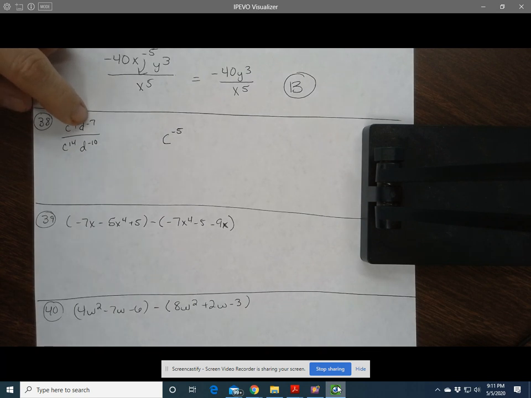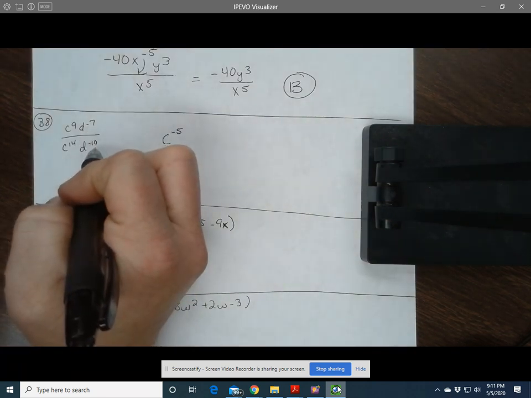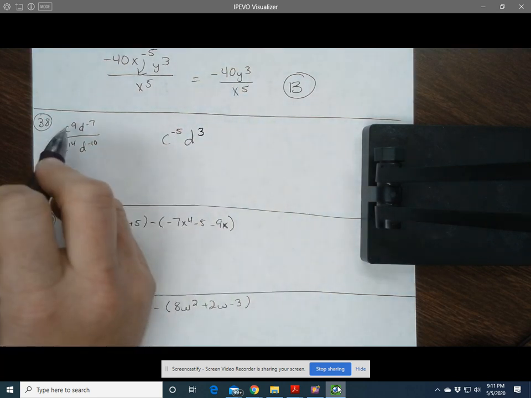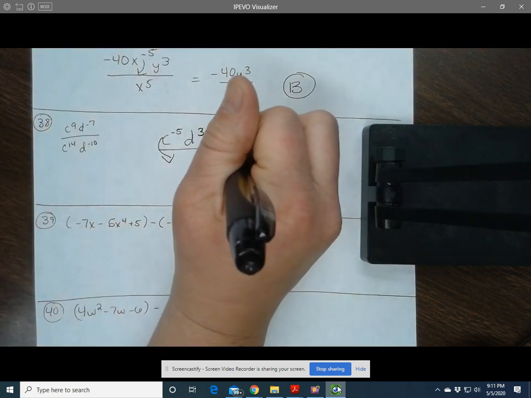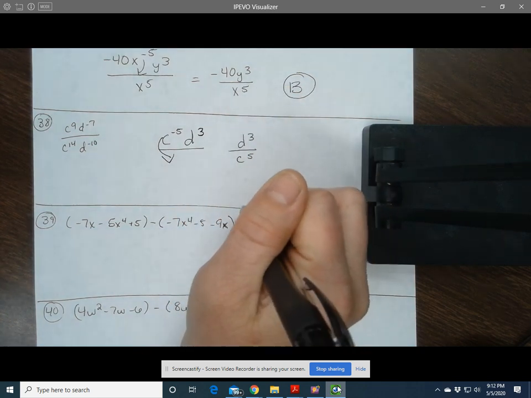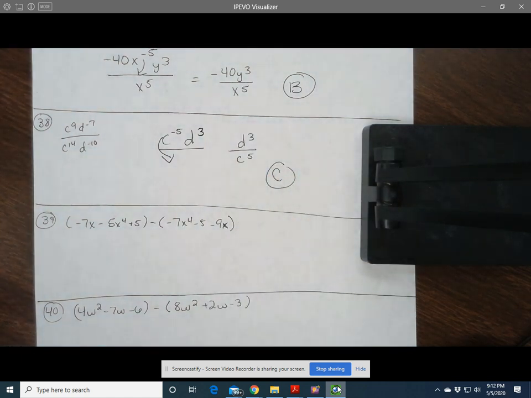And then here I have a -7 minus a -10. So -7 minus -10 is going to be -7 plus 10. So that's actually going to be D to the 3rd. So again, make sure that you realize that two negatives make a positive. Remember, you can't have a negative exponent, so that one needs to go to the bottom. So that means you're going to have D to the 3rd over C to the 5th. And so that means 38 is C.